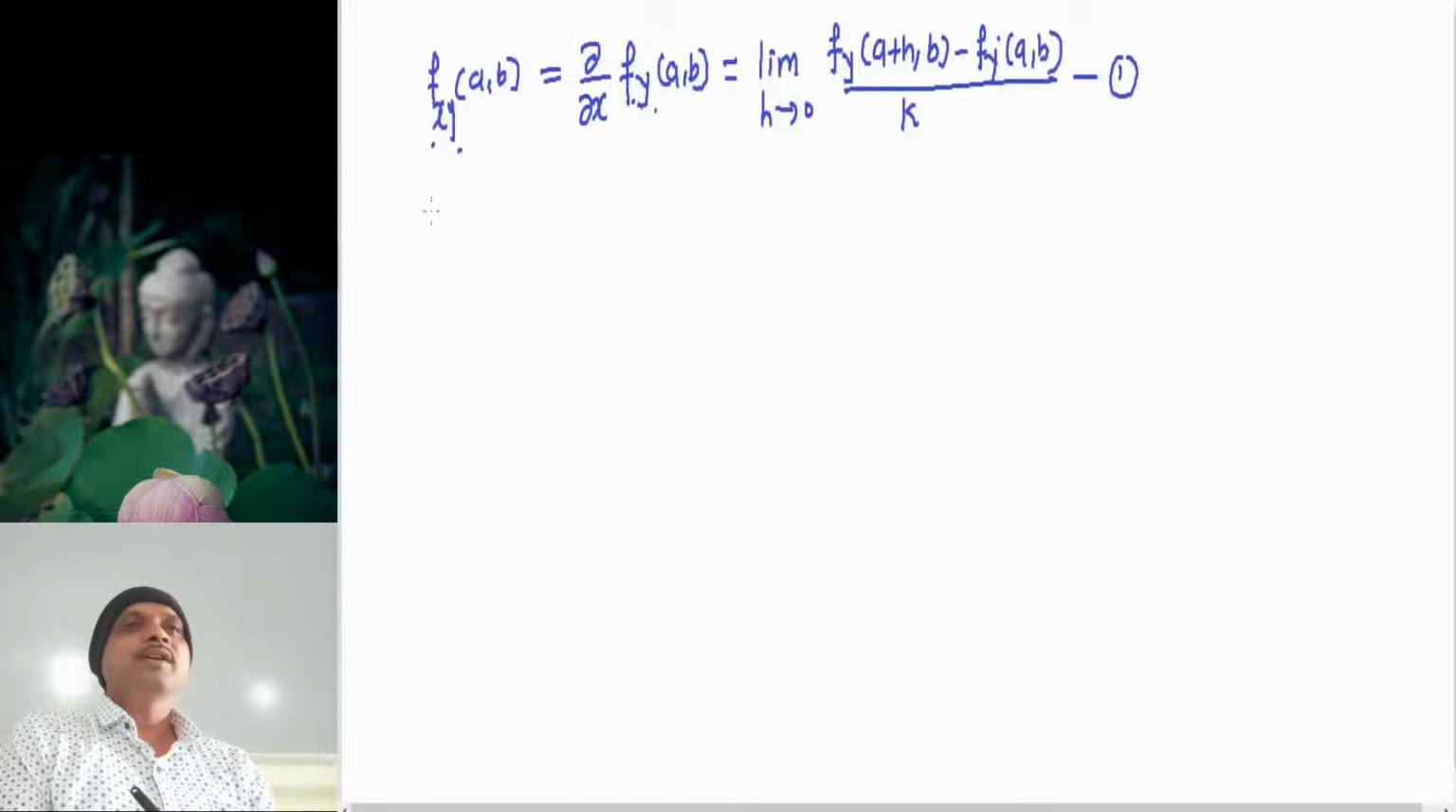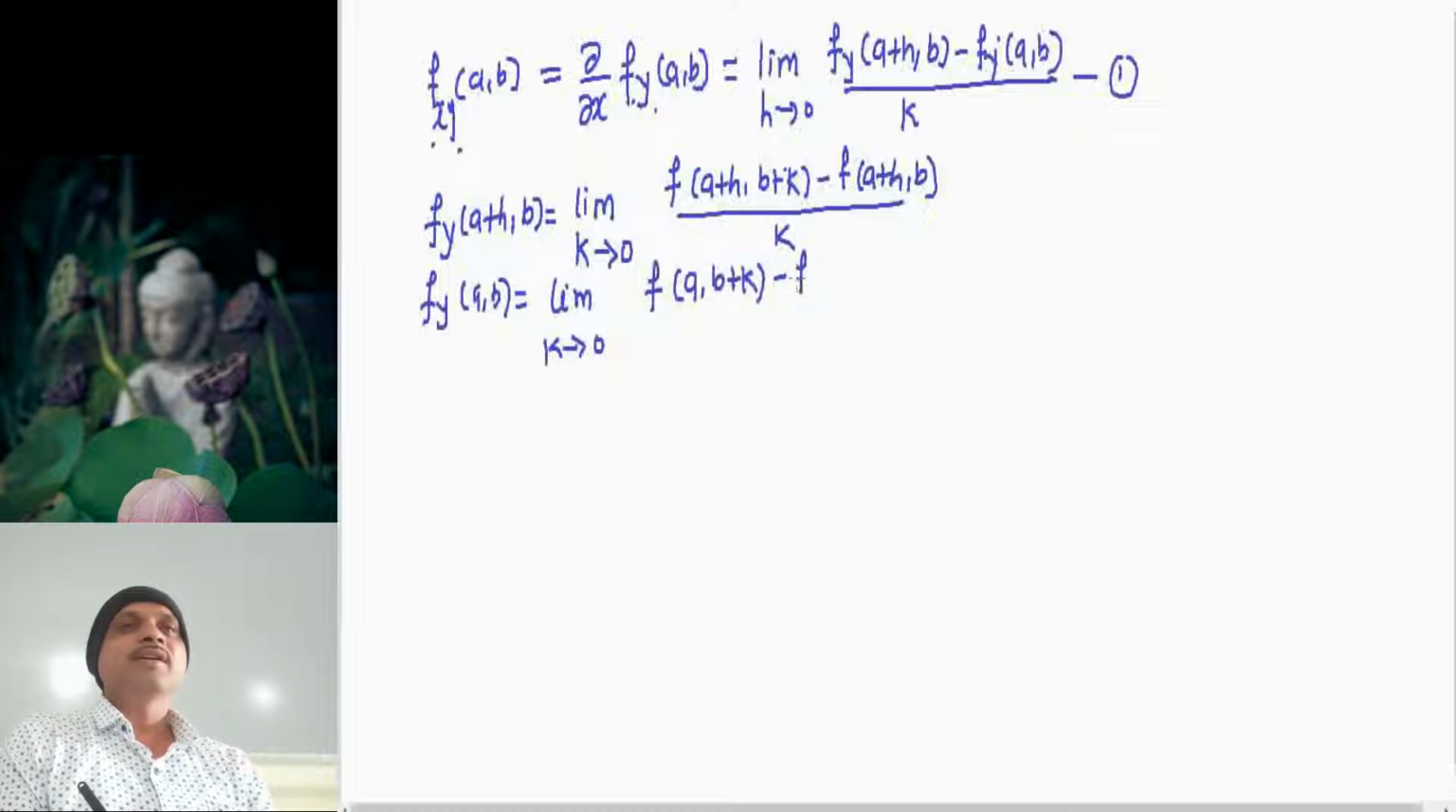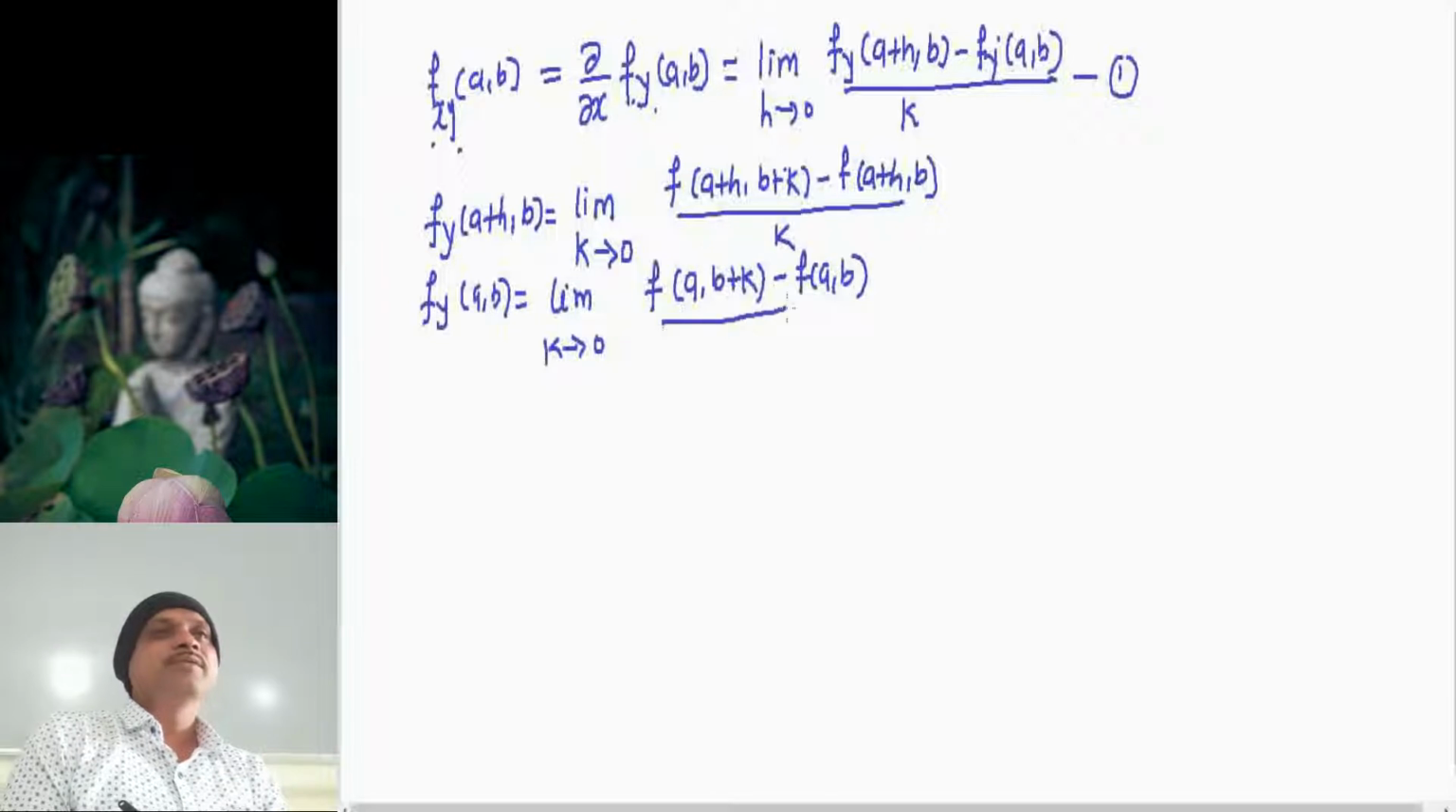f_y at the point (a plus h, b), by definition this is the derivative with respect to y, so limit k tends to 0 of f(a plus h, b plus k) minus f(a plus h, b) divided by k, and f_y at (a, b) by definition is the limit k tends to 0 of f(a, b plus k) minus f(a, b) divided by k. So let us put this value in this equation.